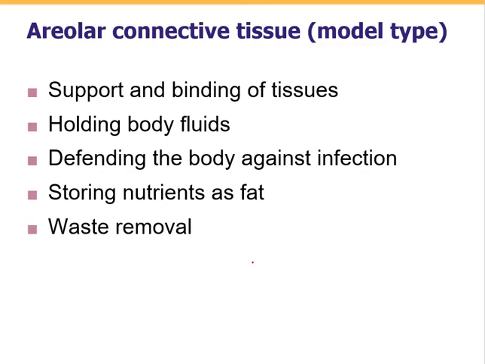First, the areolar connective tissue. The areolar connective tissue is going to support and bind the tissues. For example, do you remember the epithelial tissue is avascular? It does not have any blood vessels, but those cells need to get their nutrients and send out their waste products. How can they do that? Because there is always an areolar connective tissue supporting them. So one of the important jobs of areolar connective tissue is support.